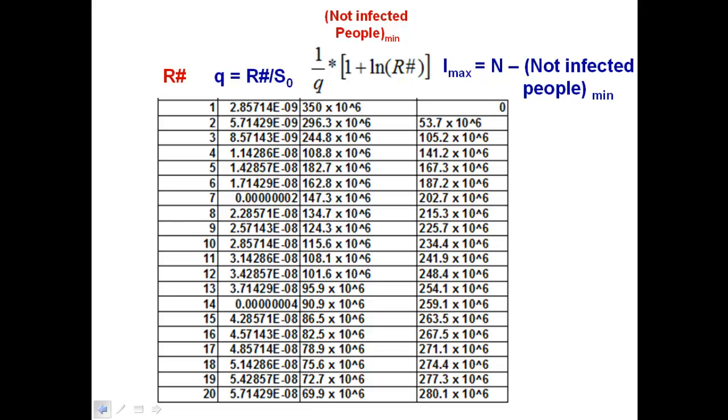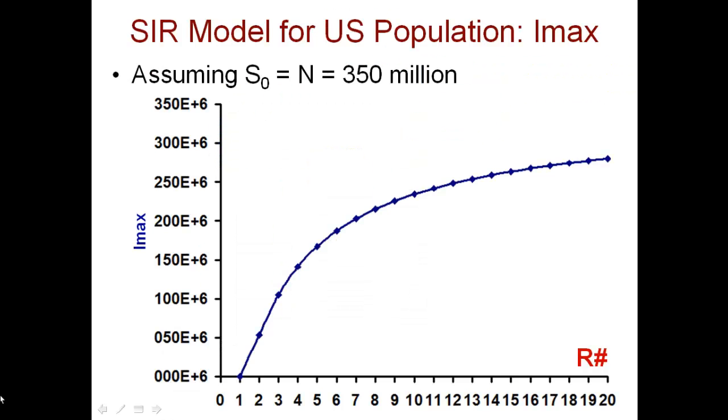So you can see when r hash is 20, about 280 million of the population out of 350 million is going to be infected, the maximum number of people who will be infected at any time. So you can plot it as r hash increases, the maximum number of people who will be infected at any time also increases. So the population of 350 million, you can see it goes up to like 300 million for r hash of 20.